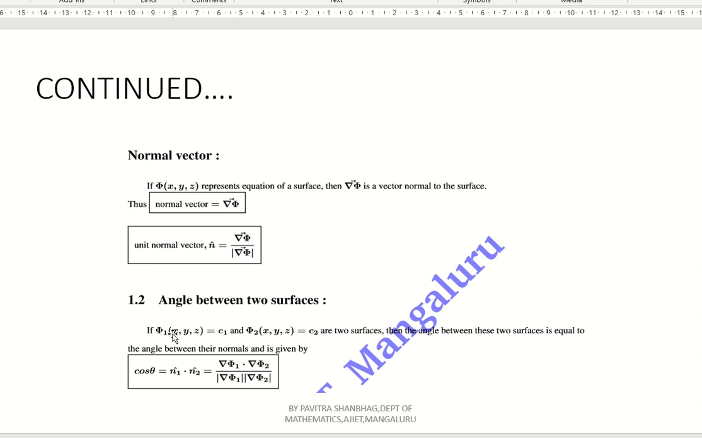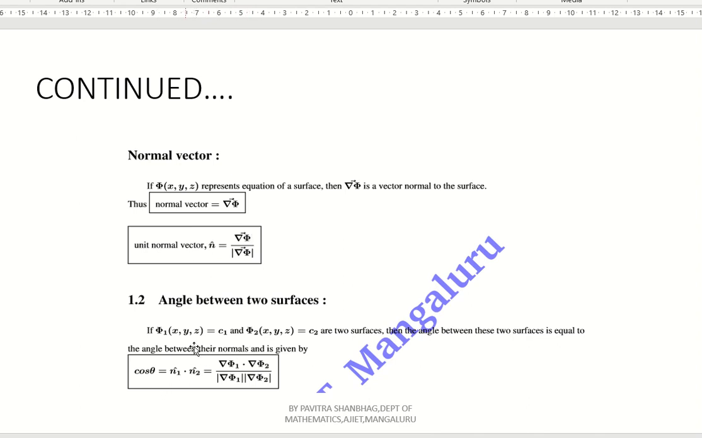Del phi 1 you have to find, similarly del phi 2. But we have already discussed the unit normal vector, that is nothing but n cap equal to what? Del phi by modulus del phi. Since there are two different surfaces, there are two different normal vectors, right? Or n1 cap and n2 cap you can write.